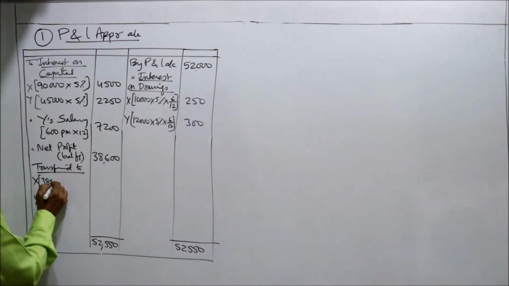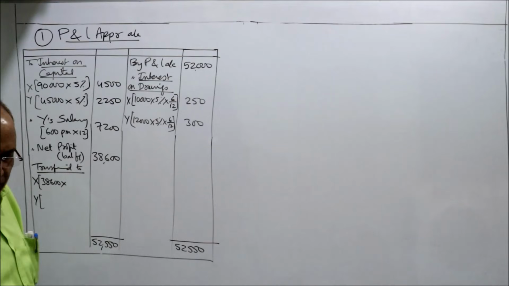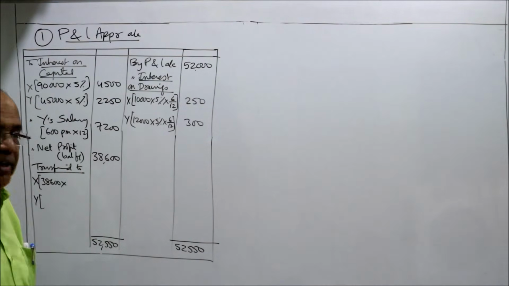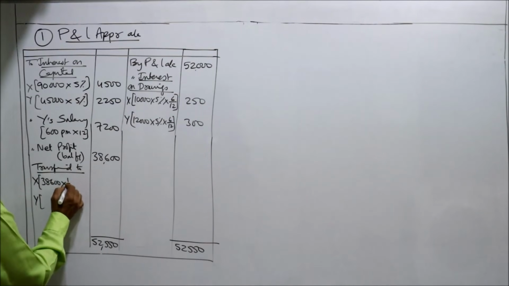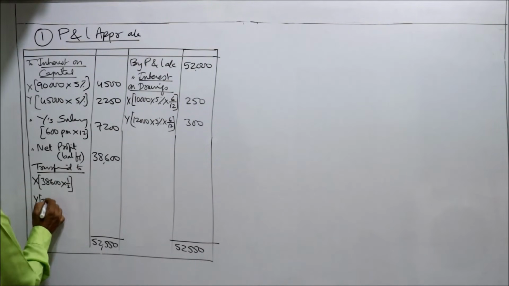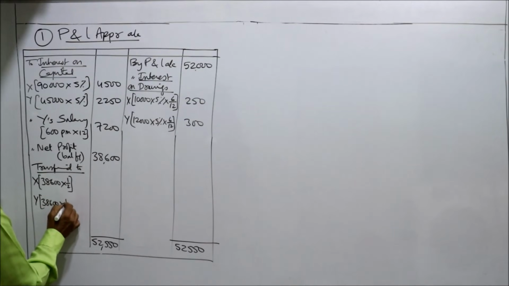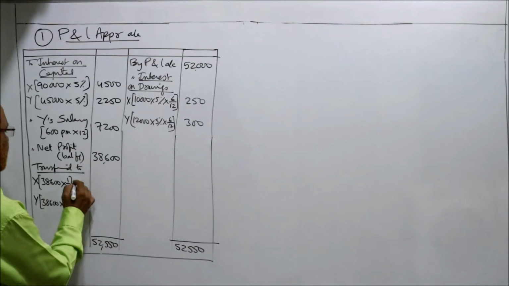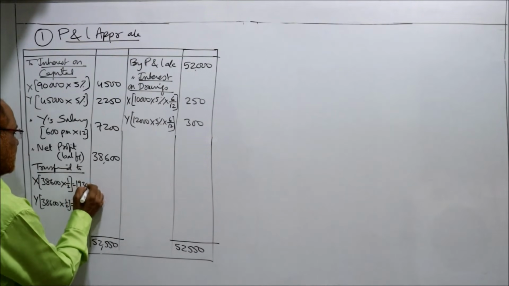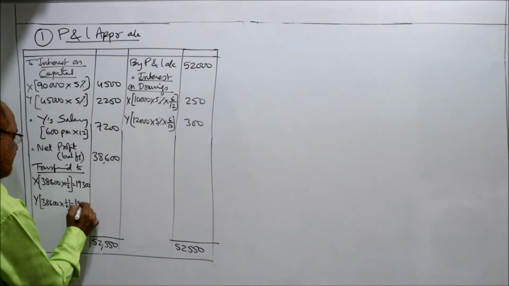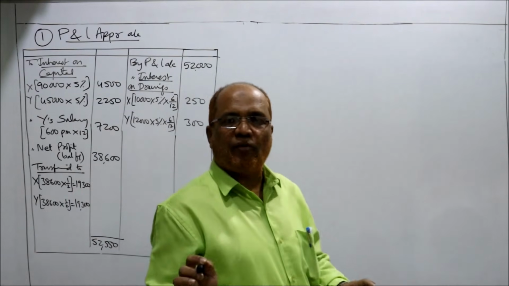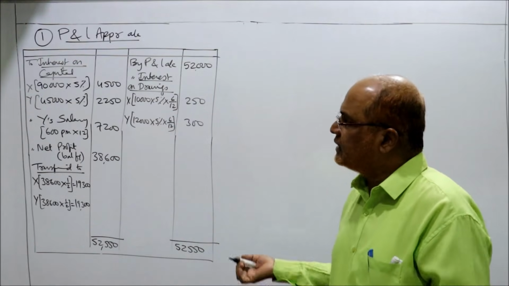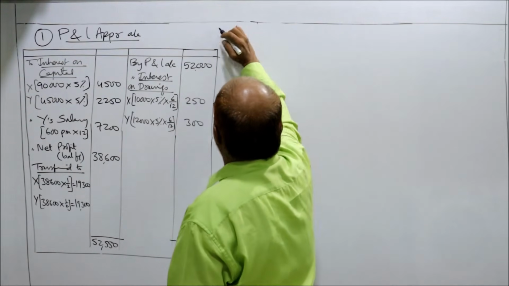So 38,600 into, what is the profit sharing ratio? Equally. It is given that the partners share profit equally, 1/2. So 19,300. Each partner will get 19,300. That's it. We have prepared the profit and loss appropriation account. Already so many previous problems we have done. Nothing new. Now the partners' current account.